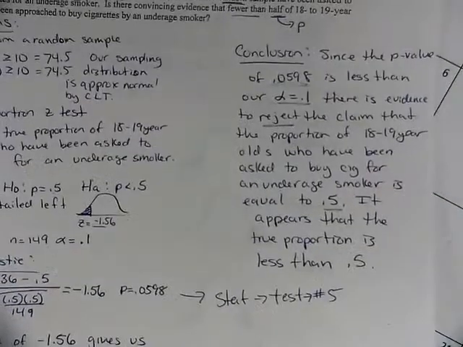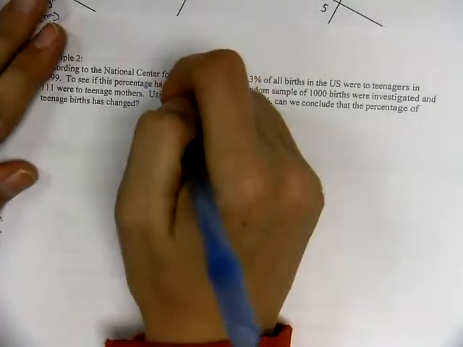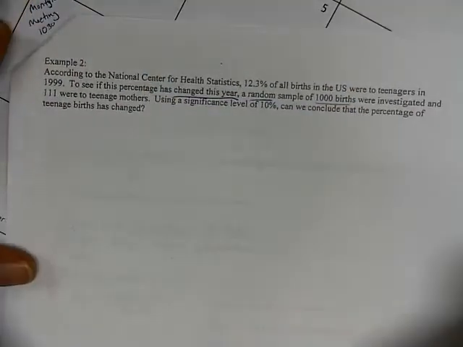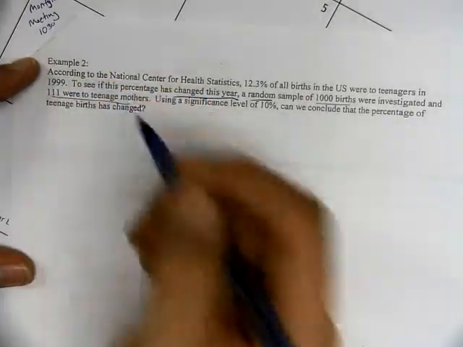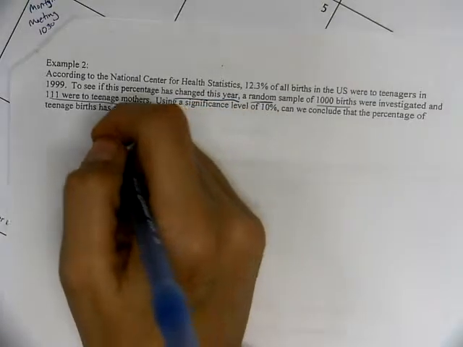Questions on the first one. Okay. So, according to the National Center for Health Statistics, 12.3% of all births in the U.S. were to teenagers in 1999. To see if this percentage has changed this year, a random sample of 1,000 births were investigated, and 111 were to teenage mothers. Using a significance level of 10%, can we conclude that the percentage of teenage births has changed?